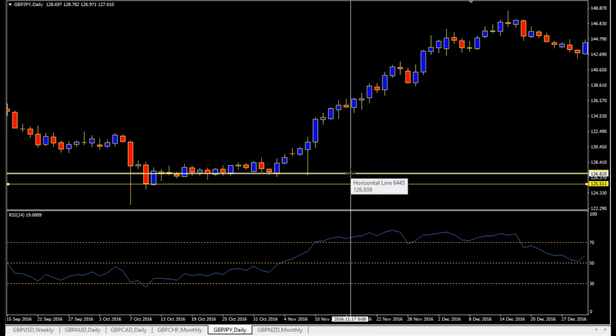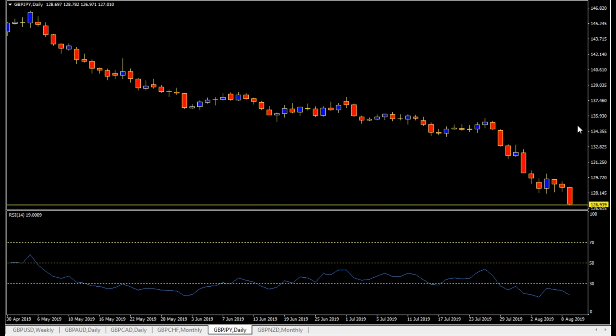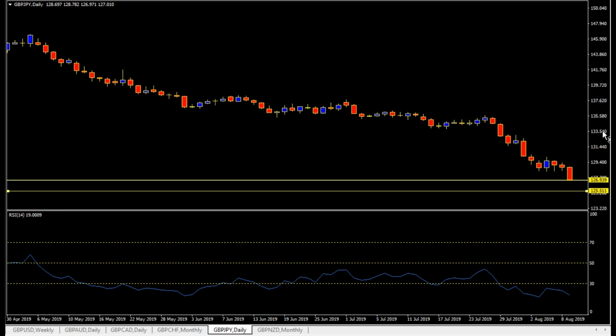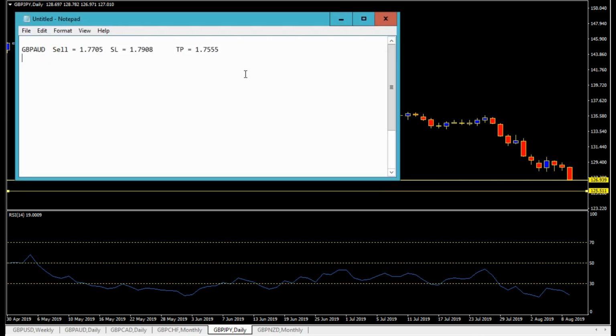Let's see how many pips this is. This is only about 136 pips, right? So we go back and write down what we are going to enter the trade at. Now this one is GBP JPY, and you're going to sell this also.